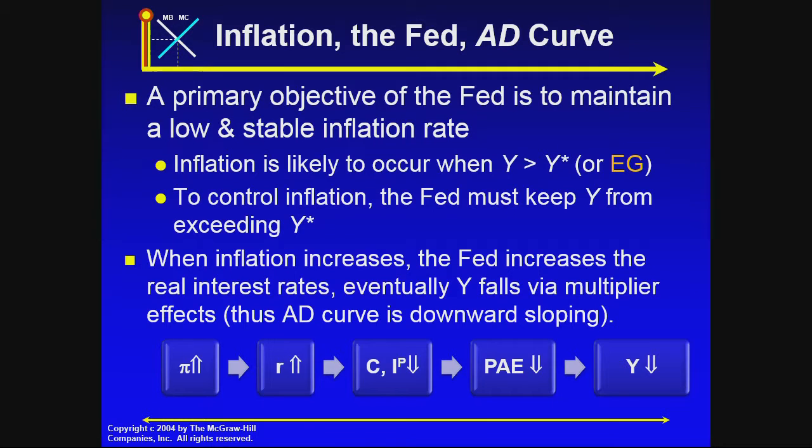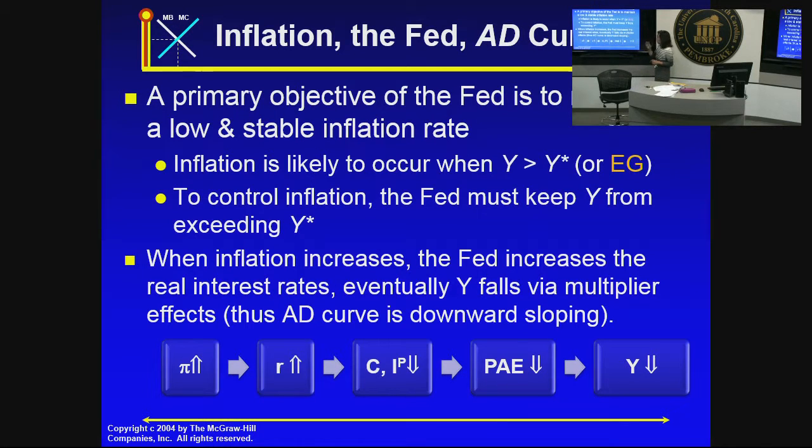Then C and I's of r will come down because the interest rate goes up from 1% to 10%. Then people say, yeah, I put my money in the bank, so I will not consume as much. I will not invest as much. PAE comes down, Y comes down. And once again, you see that at the beginning, pi goes up, Y comes down. And that once again explains why there's an inverse relationship between inflation rate and income, and explains why the AD curve is downward sloping.